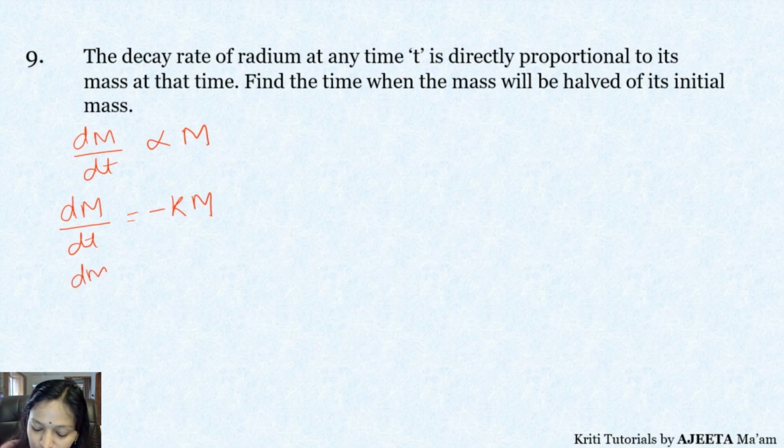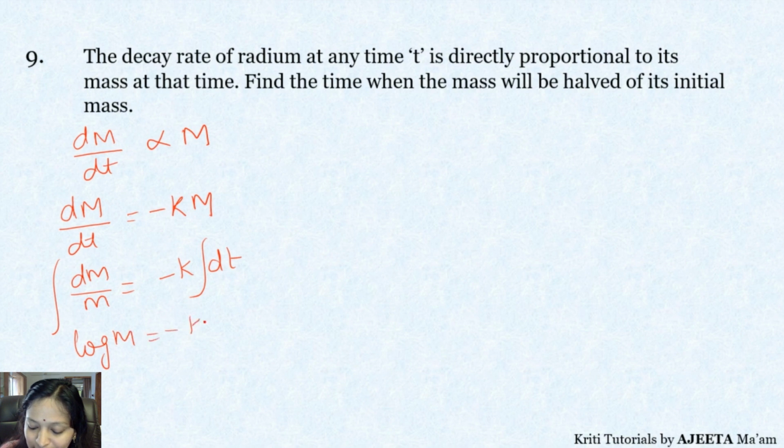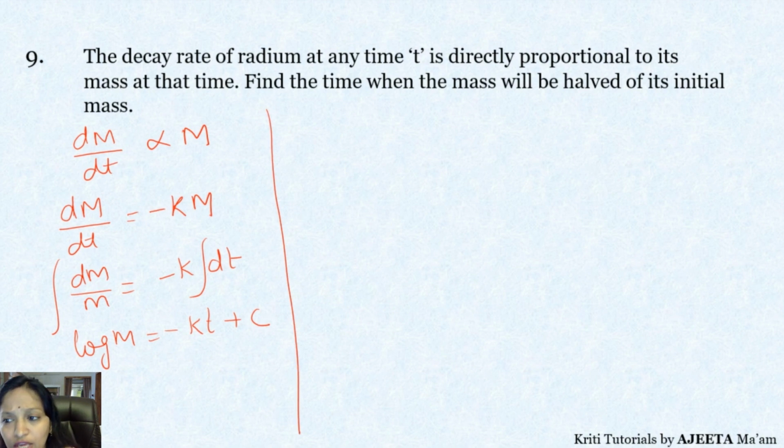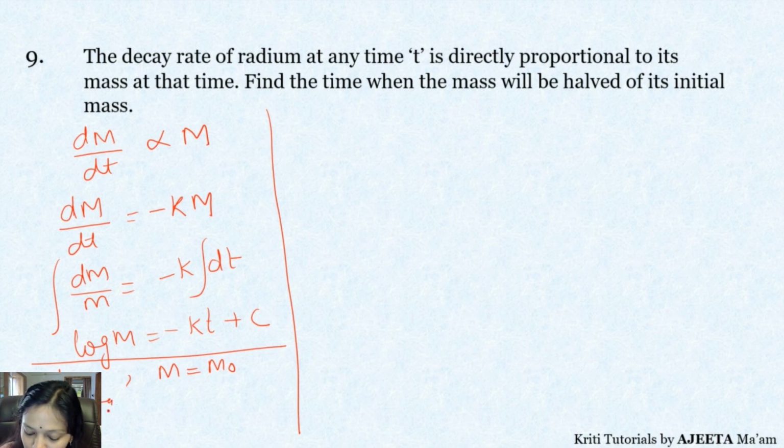So now let's put it in the variable separable form again and integrate it. So log m will be equal to minus kt plus c. Now here we have to find the value of c because no initial value is given. We just have to find the time when the mass will be halved. Of course it will decrease, it can't double, so it will be half. Now first condition, time is 0, so your m is m0, suppose, the initial mass. So what will be the condition for c? Log m0 is c. This is your first condition.